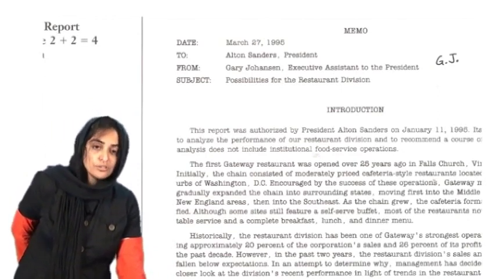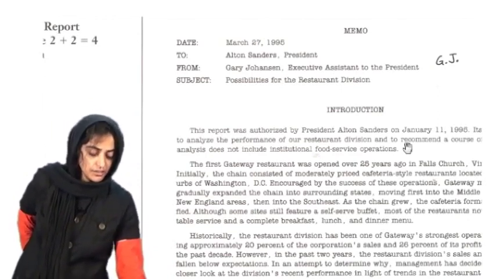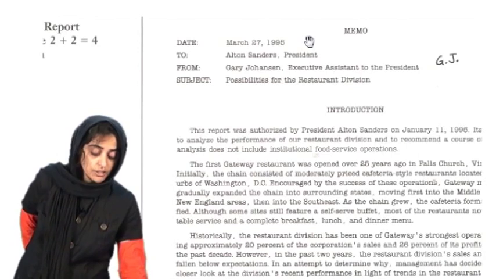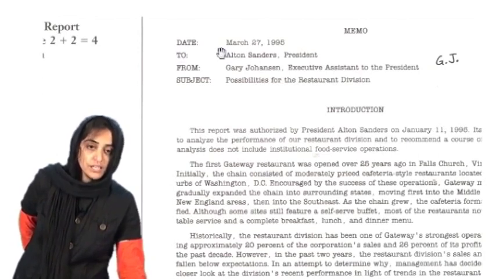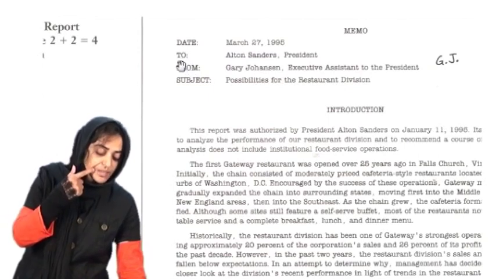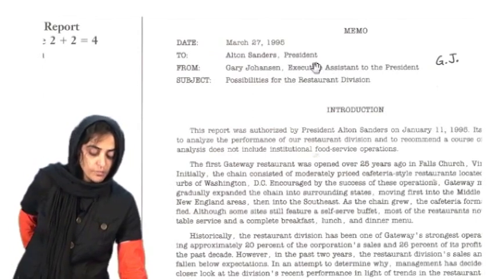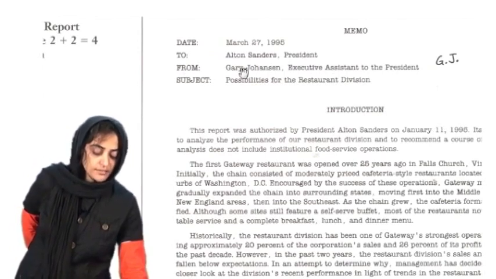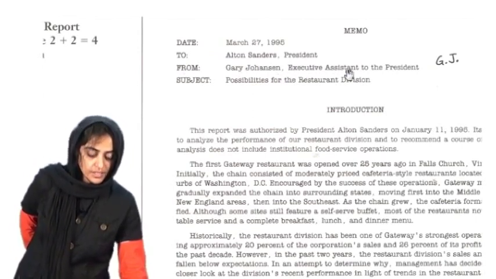Okay, dear students, have a look on the screen kindly. It's written in a memo format. Date March 27, 1995. To Elton Sanders, President. From Gary Johansson, Executive Assistant to the President. Subject: possibilities for the restaurant division.